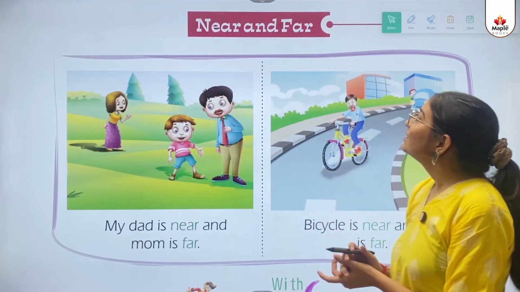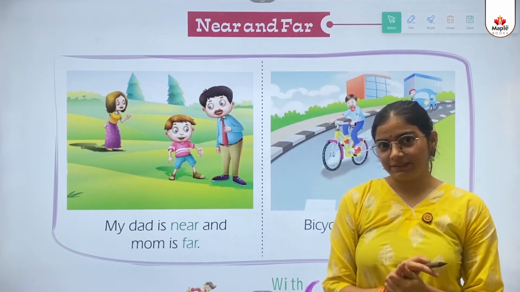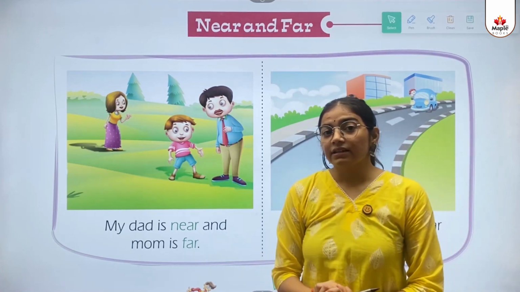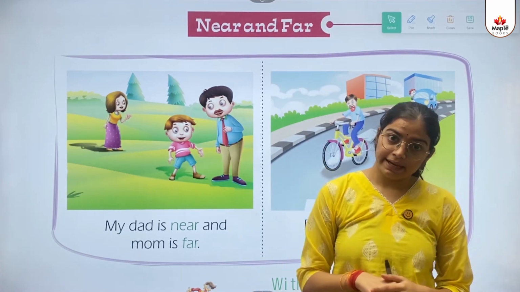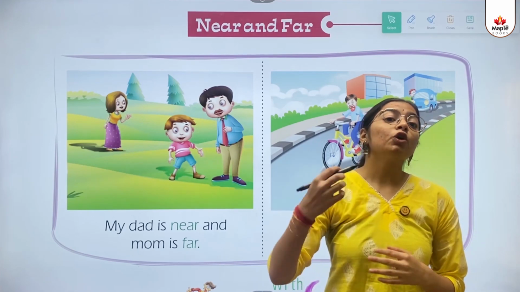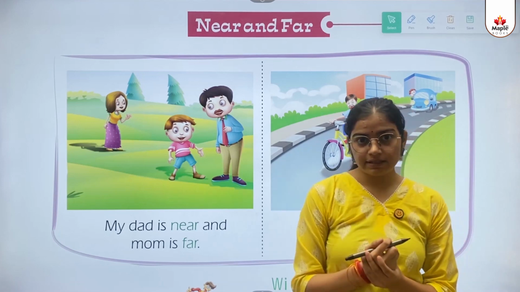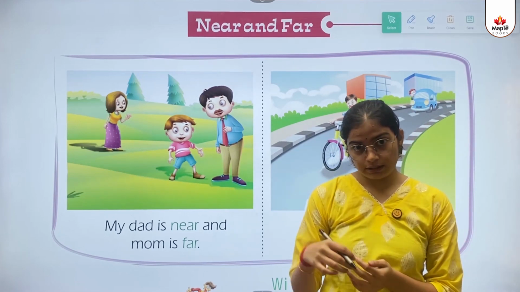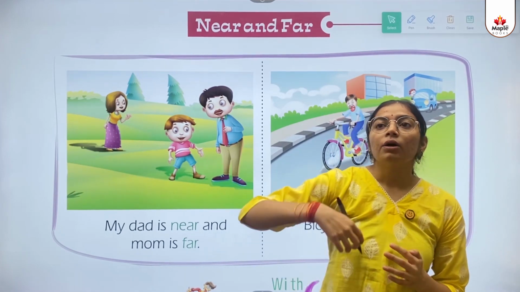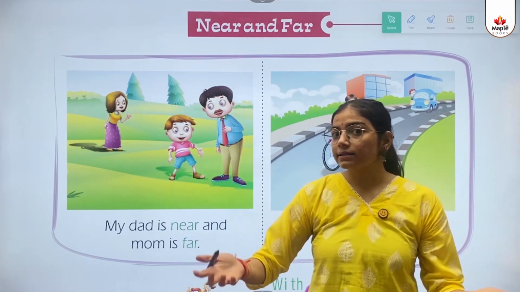So, kids, near and far. Near means the objects or the things that are in a close distance with us. And far means the objects or things that are at a greater distance from us.